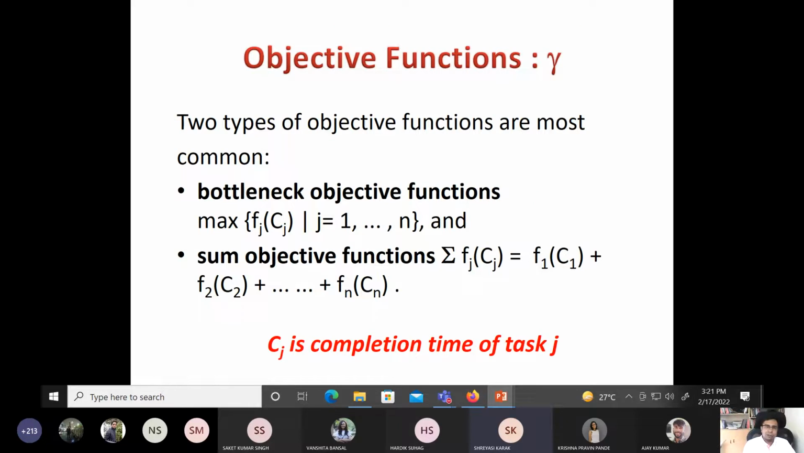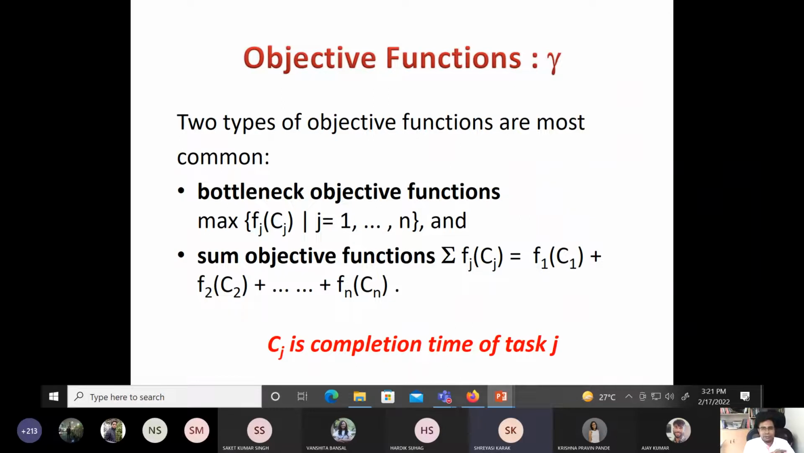And the third one is actually objective functions. What do we want to optimize? In this case, two types of objective functions are most common. One is the bottleneck objective, where you calculate either maximum or minimum of fj(cj), where cj is the completion time. This is an example of bottleneck objective functions.